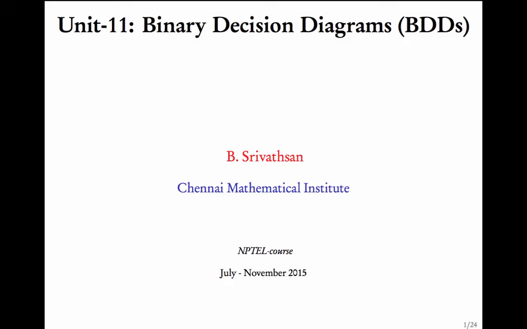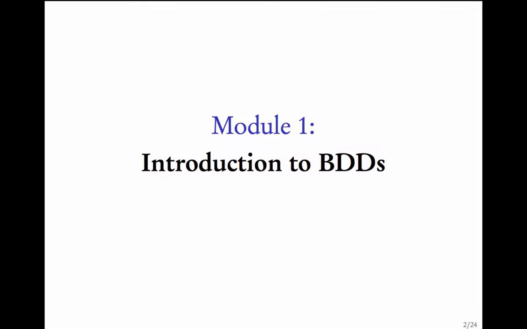Welcome to Unit 11 of this course. In this unit, we will be looking at a data structure for representing transition systems. And the name of this data structure is going to be binary decision diagrams, BDDs in short. In the first module, I will give you an introduction to BDDs.